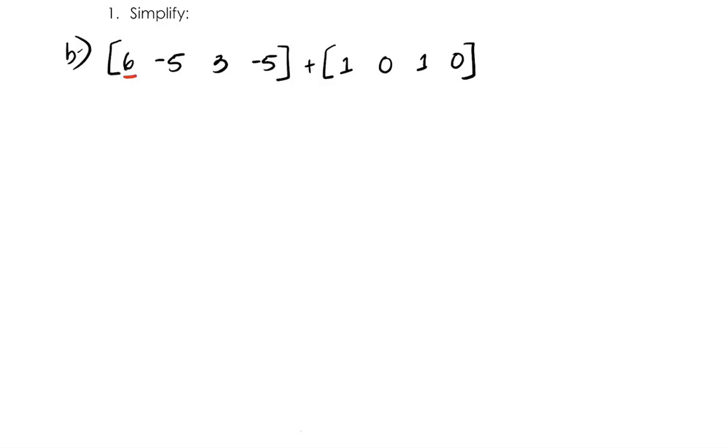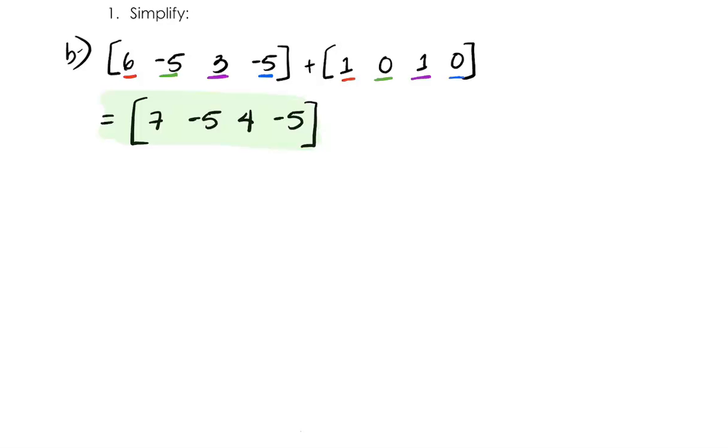Moving on to part B. In this case, we're going to be adding two matrices. To do this, we are going to add 6 plus 1, -5 plus 0, 3 plus 1, and -5 plus 0. And this will be our final matrix.